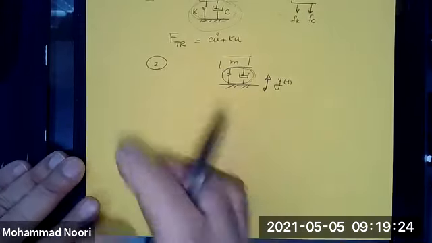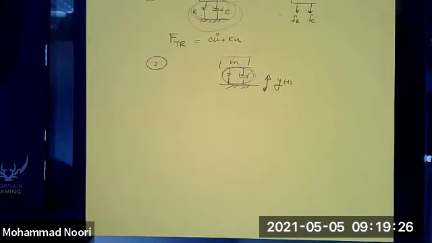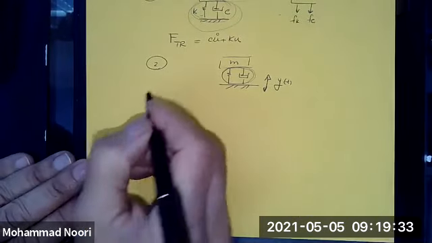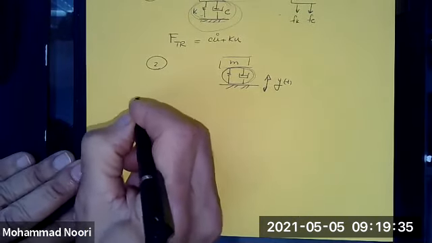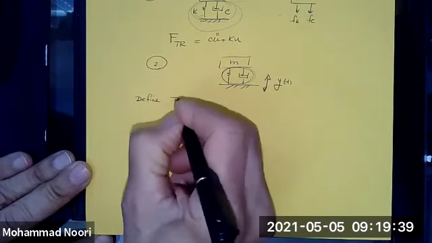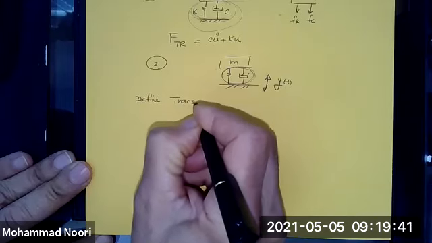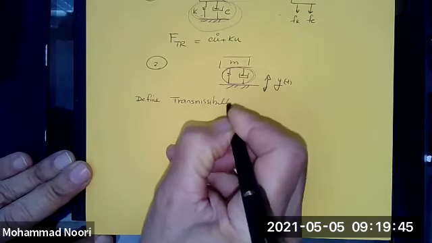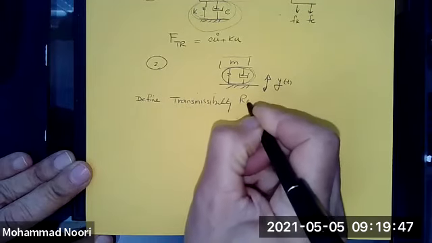So in order to develop a strategy for vibration isolation, we introduce or define a quantity called transmissibility ratio.